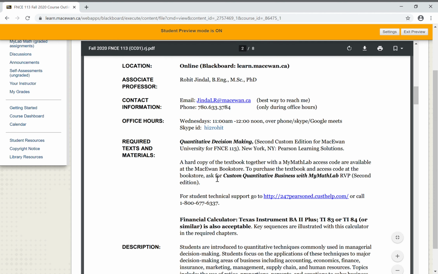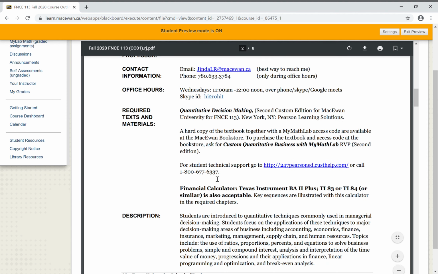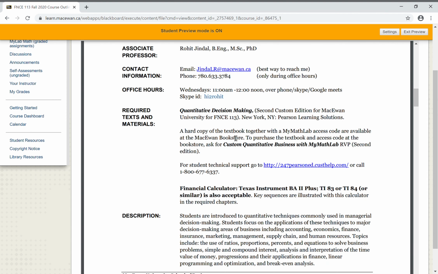But what you need to remember is that the book comes with a MyMathLab access code that you will need in order to do your assignments. Now, if you already have the book, then you can just purchase the MyMathLab access code. And I'll show you how to do that when we go into MyMathLab registration. So you can just purchase the code, or you can buy the textbook that will come with the code. So the choice is yours.